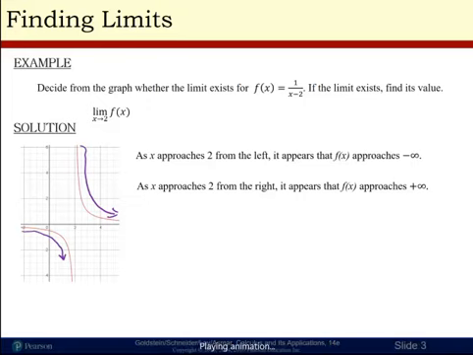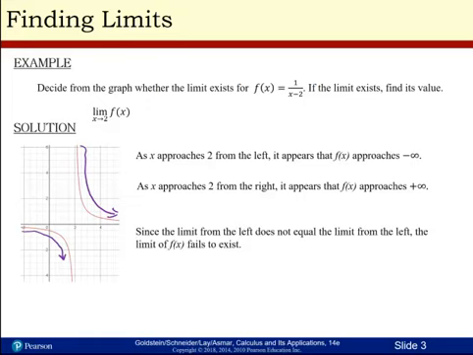We would say that since the limit from the left does not equal the limit from the right, the limit of f of x fails to exist, and we would write it as the limit as x goes to 2 of f of x equals DNE, meaning does not exist.